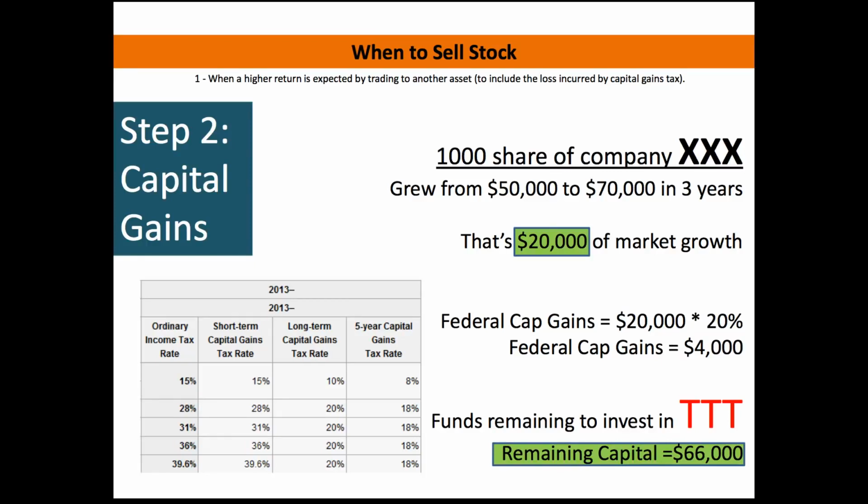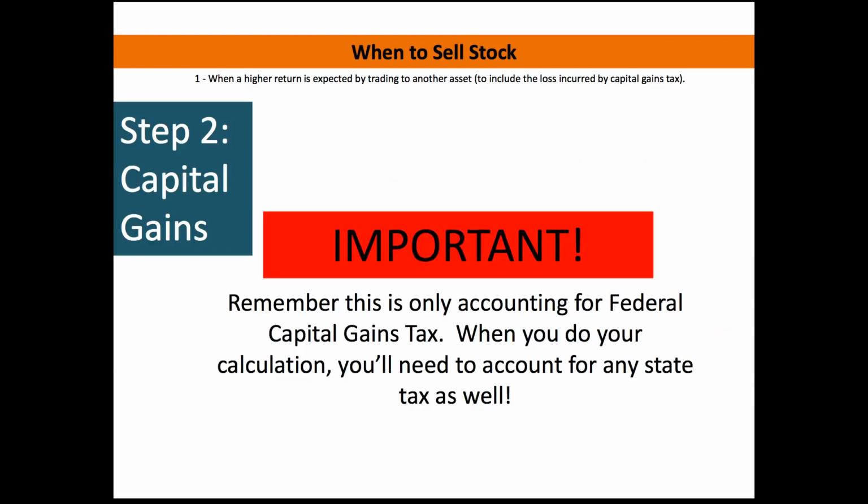And so once you do that math, it might not make sense for you to change into the other asset. Now, this is something that's really important, and I want you to remember this. I'm only doing the calculation for the federal capital gains tax. When you're doing this for real, you're also going to have to account for more money that you might have to pay to the state.